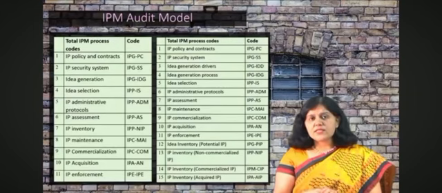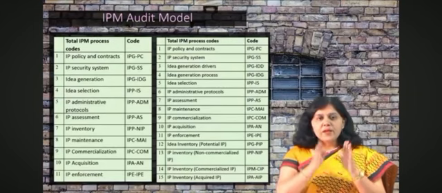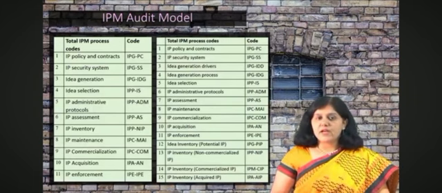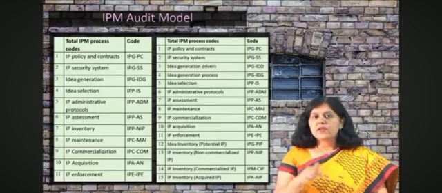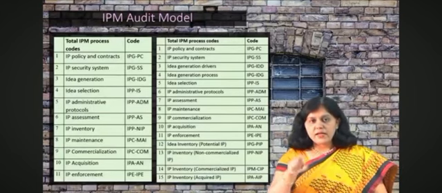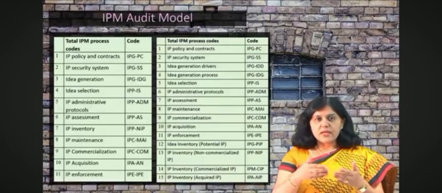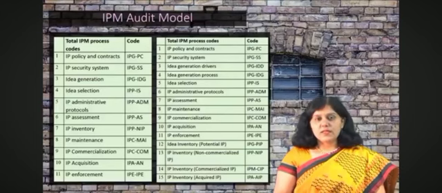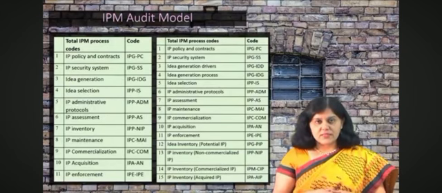So we have just identified these as 11 codes under the IP management process. Now, what we have done further is that we have divided idea generation, for the sake of implementation, into 2 codes. One is idea generation driver, and the next is idea generation process, right.